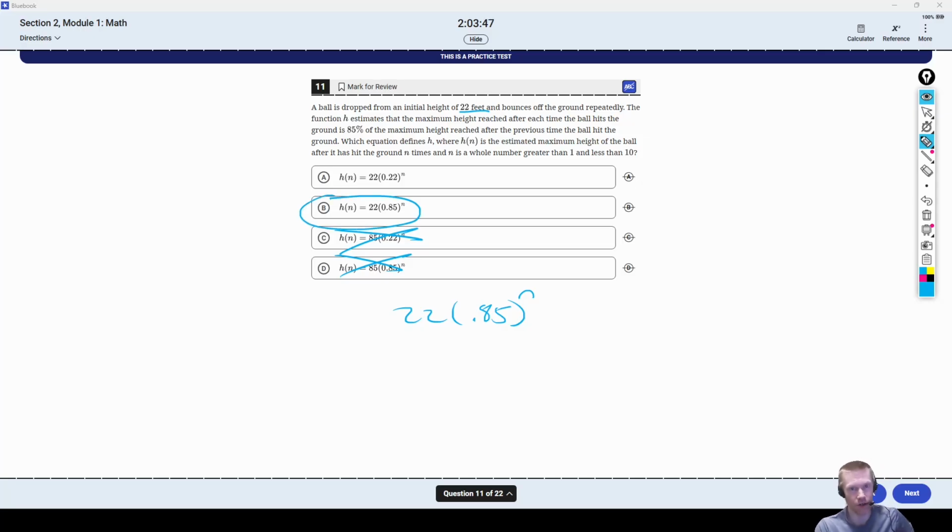A would be the answer choice if it was only going up 22% of the previous bounce's maximum height. That's where the 0.22 would be. But the correct answer for this one is, like I said, just going to be B, because you're taking the 22 feet, and then after one bounce, it's 85% of that, which is just 22 times 0.85. And then after a second bounce, you take that number and multiply it by 0.85 again, and so n just represents the number of bounces. So the correct answer for this one is letter B.